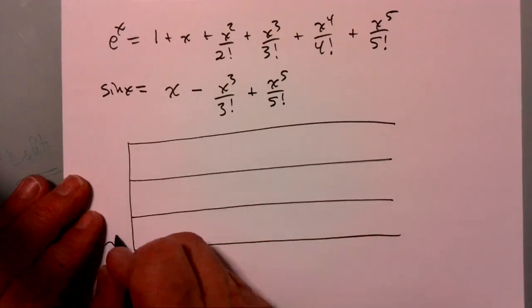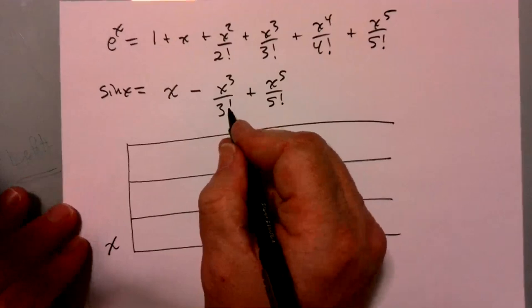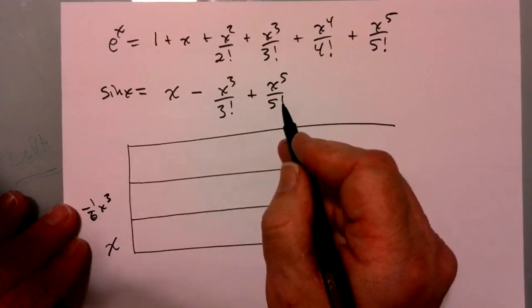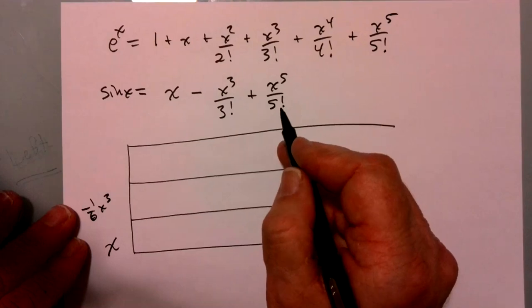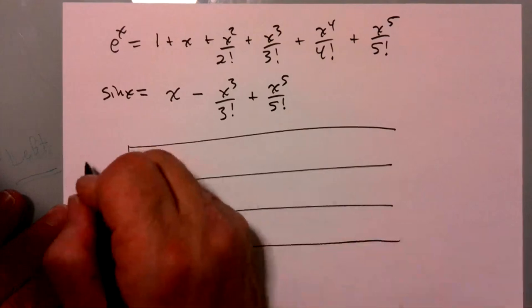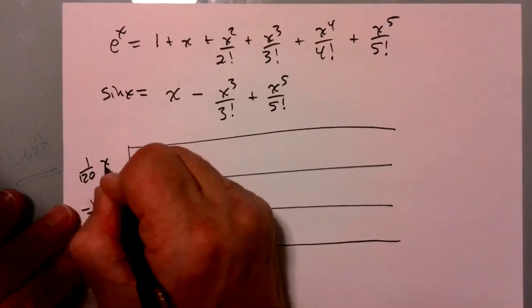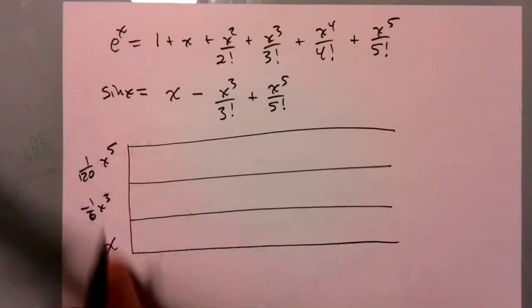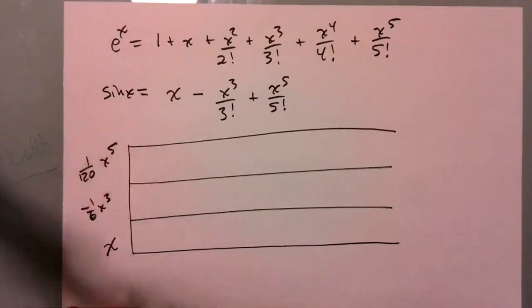So we have x here. Here we have, that's what, a sixth, negative a sixth. And a fifth, what is that? 120, I believe, right? 5 times 24, 120, 1/120th x to the fifth. So that's up through x to the fifth on the up and down part of this box.